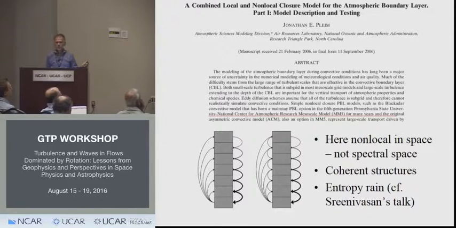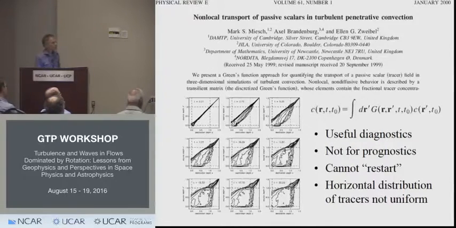There's also a connection with an application that plays an important role nowadays in understanding stellar convection, namely the question of entropy rain. And Srinivasan mentioned that yesterday in his talk, where he was talking about a small blob that can perhaps descend all the way to the bottom of the convection zone, getting strongly compressed, stabilized that way. Again, an obvious example of non-local transport.